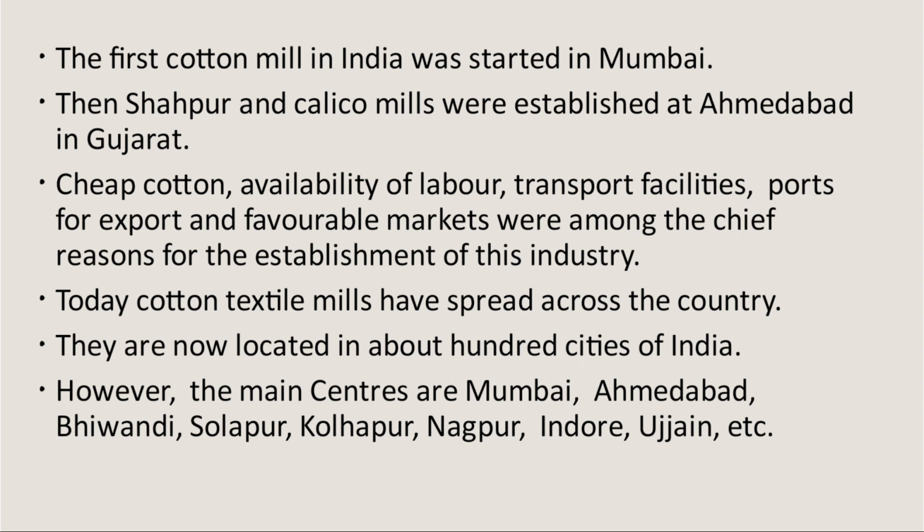They are now located in about 100 cities of India. More than 100 cities of India have good cotton textile locations. Which are the main centers? Please underline: Mumbai, Ahmedabad, Bhiwandi, Sholapur, Kolhapur, Nagpur, Indore, Ujjain, etc. are the main centers of the cotton textile industry.